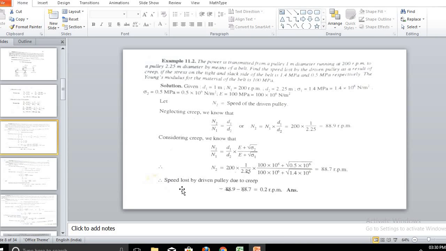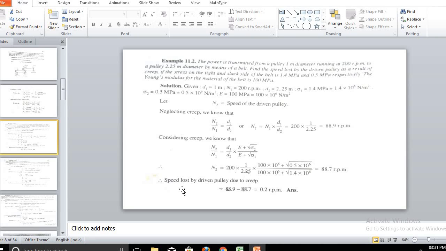Here in this example, creep consideration is given. Creep is considered. We have to find the speed without creep, and the speed of that particular driven pulley with creep, and then find the difference between the two values, with creep and without creep, which is nothing but the speed lost by the driven pulley due to creep.